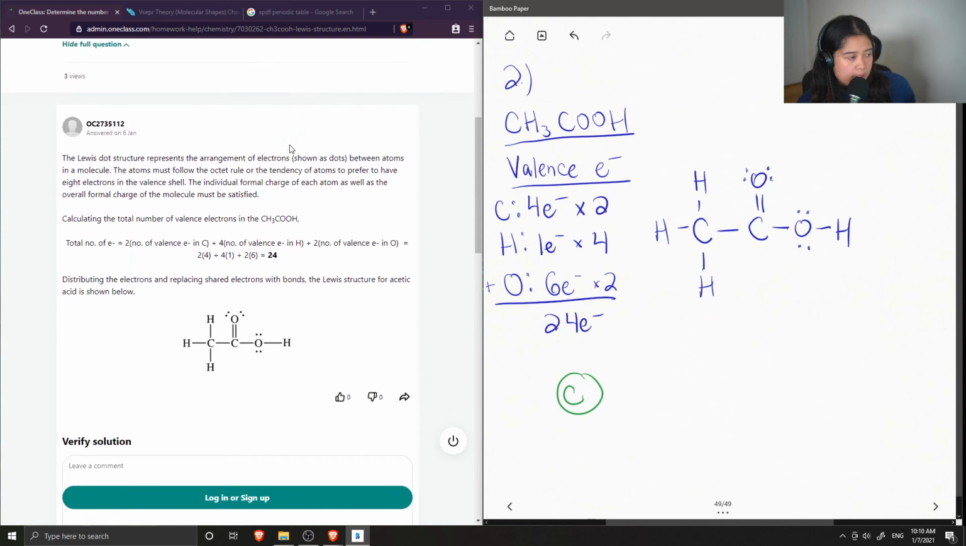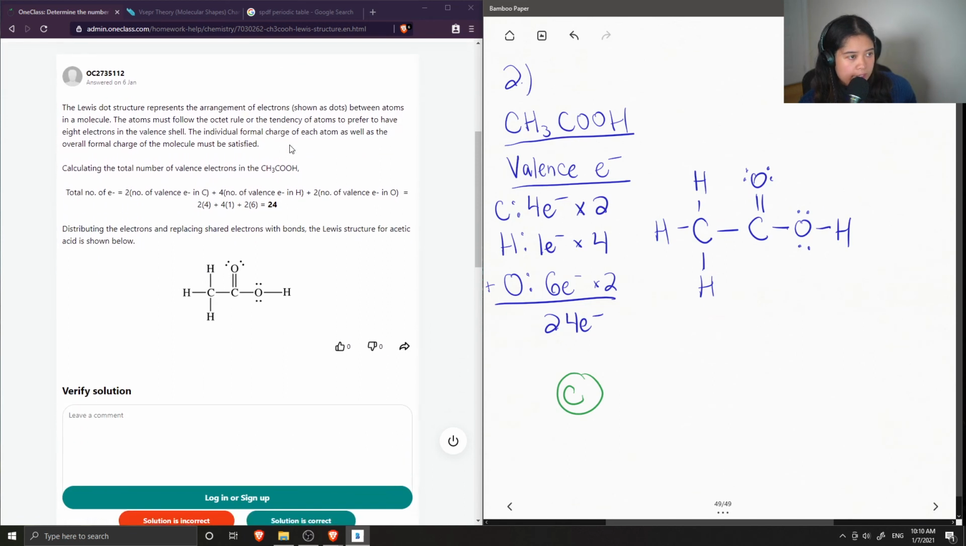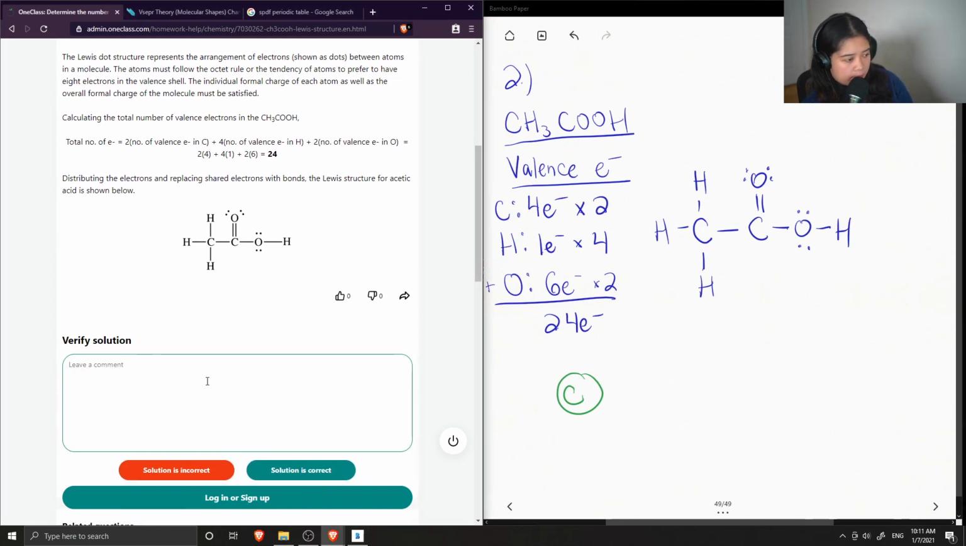Okay, so the junior tutor said that the Lewis dot structure represents the arrangement of electrons, shown as dots, between atoms in a molecule. The atoms must follow the octet rule, or the tendency of atoms to prefer to have 8 electrons in the valence shell. The individual formal charge of each atom, as well as the overall formal charge of the molecule, must be satisfied. Calculating the total number of valence electrons, they also got 24. And distributing the electrons and replacing shared electrons with bonds, the Lewis structure for acetic acid is shown below. Yep, so this solution is correct.